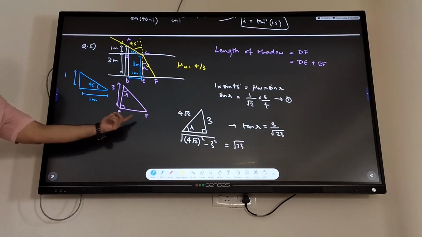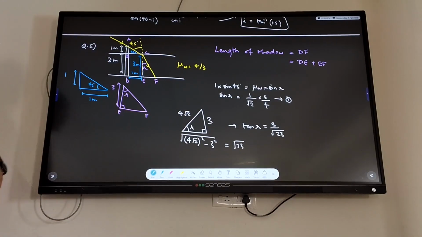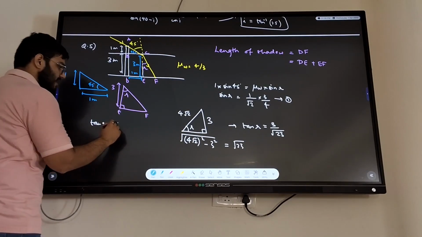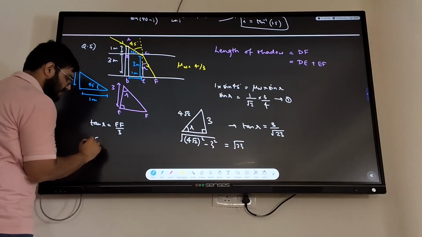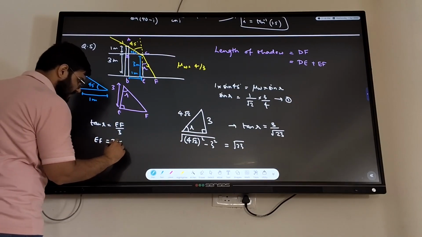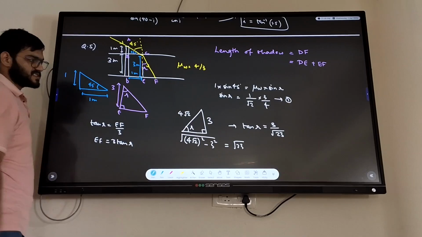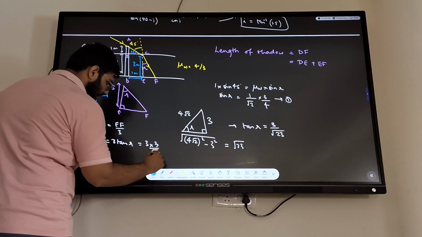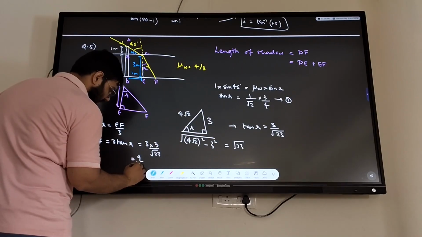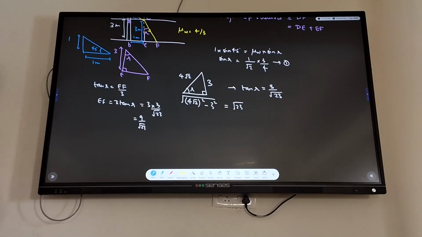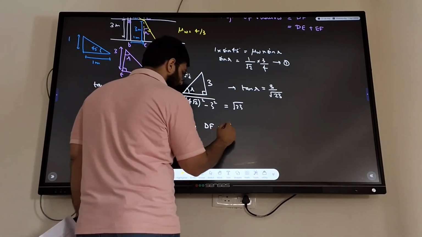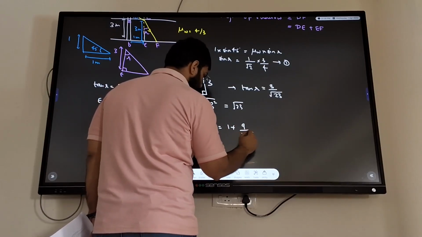Will we be able to find EF now? Yes. Now tell me, what is tan r from here? It's EF by 3. Then what is EF? 3 tan r. But we already found tan r. 3 into 3 by root 23. What is this supposed to be? 9 by root 23. So I found my EF. Then what is DF? That's 1 plus 9 by root 23.